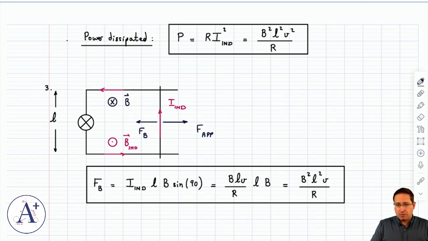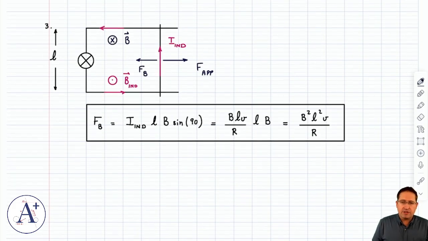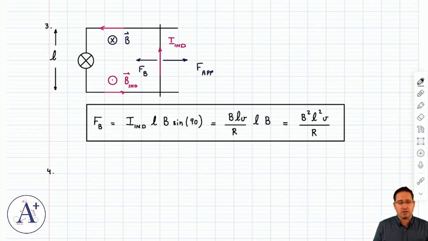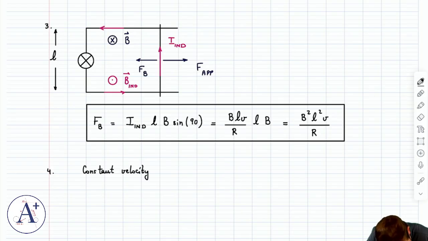So we have F applied. Somebody's pulling this rod to the right or something. Now, what is F applied? We know it's to the right, and we can figure out what its magnitude has to be because we're told that the velocity of the rod is constant. So if the rod has constant velocity, that implies that the acceleration in the x direction is 0. Let's just be clear that this is the x direction.